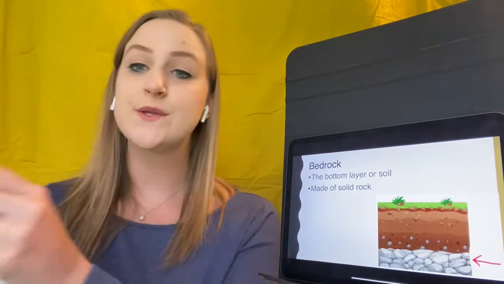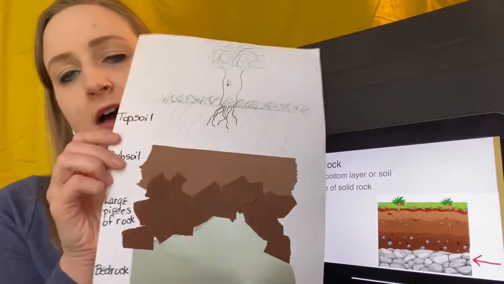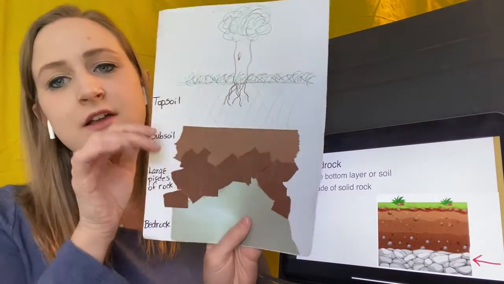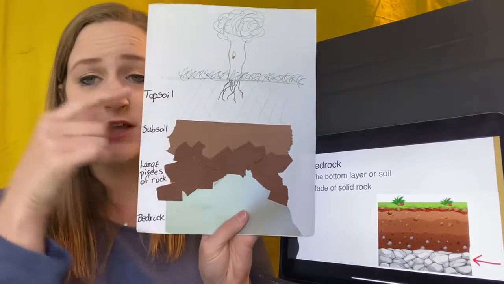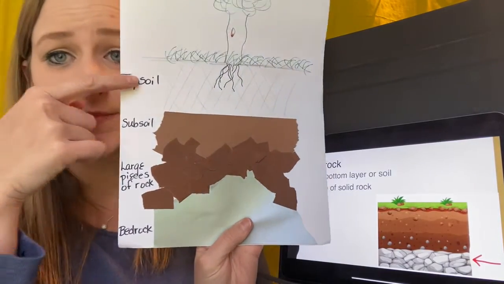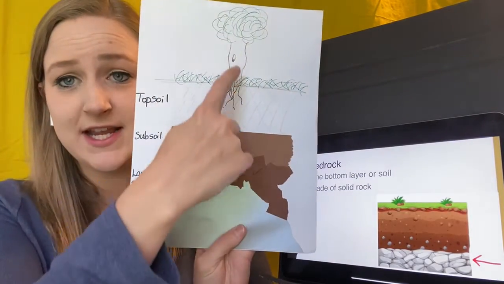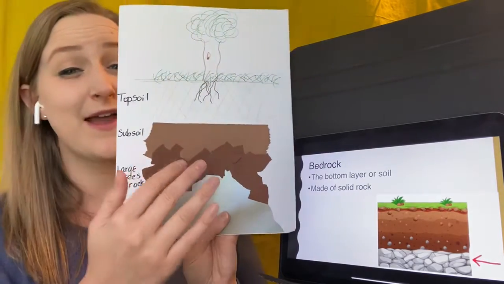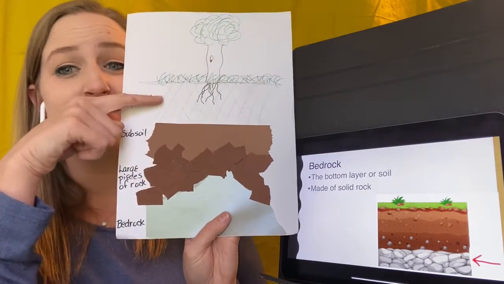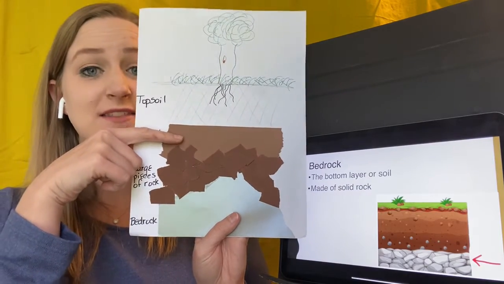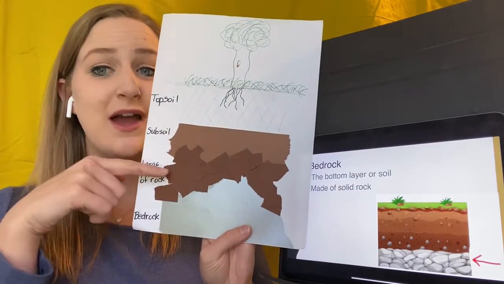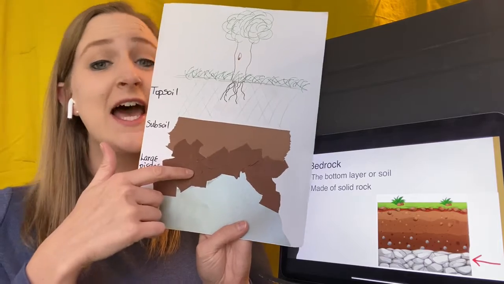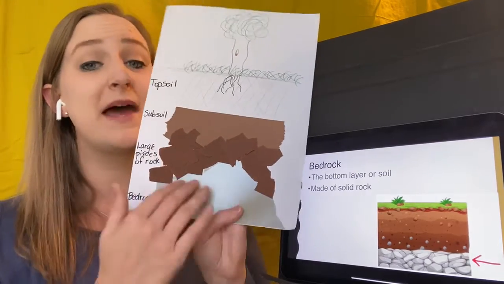So this is a little picture that I have that shows the different layers of soil. So we have the topsoil up here at the top. You can see the tree, it's growing. These are its roots growing into the topsoil. It's got all that humus in there, all those nutrients. Then you have the subsoil underneath it. After the subsoil, you have those large pieces of rock. And at the very bottom, you have your bedrock.